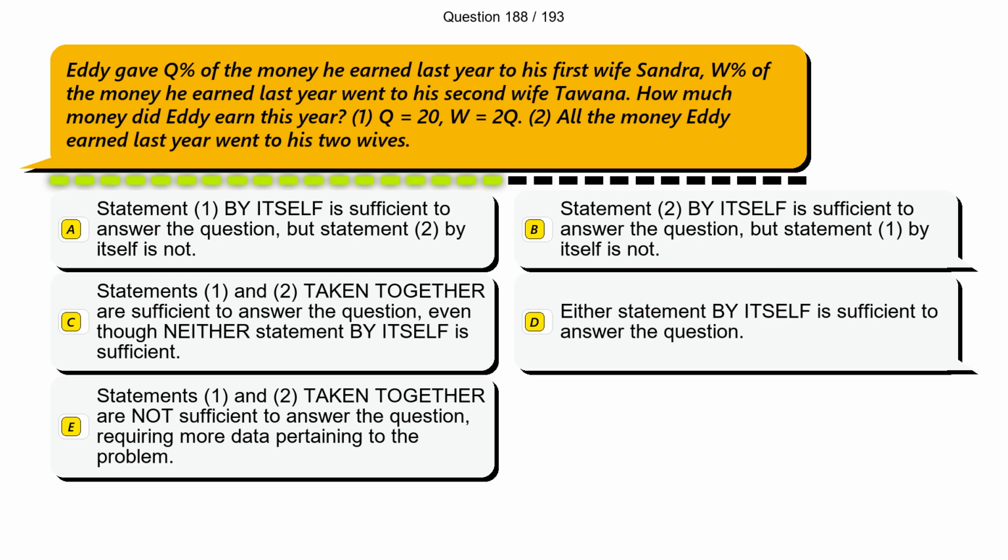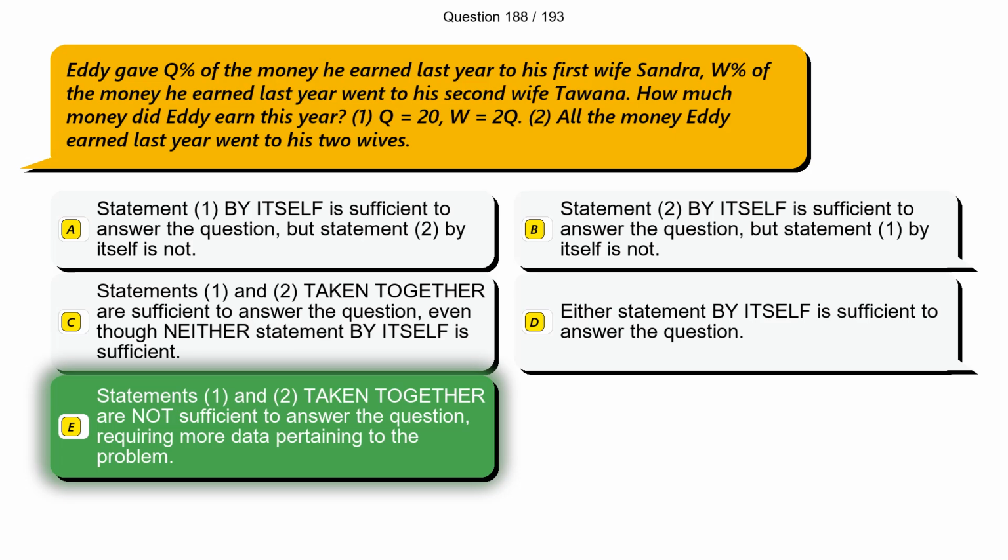Option A: statement 1 by itself is sufficient to answer the question, but statement 2 by itself is not. Option B: statement 2 by itself is sufficient to answer the question, but statement 1 by itself is not. Option C: statements 1 and 2 taken together are sufficient to answer the question, even though neither statement by itself is sufficient. Option D: either statement by itself is sufficient to answer the question. Option E: statements 1 and 2 taken together are not sufficient to answer the question, requiring more data pertaining to the problem.